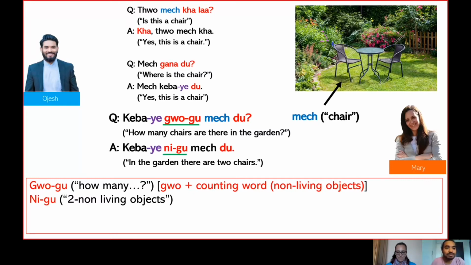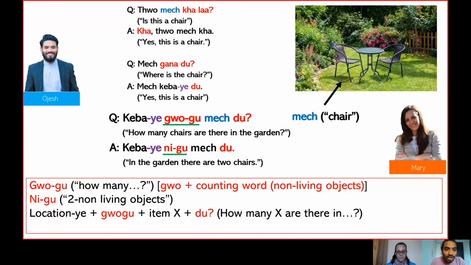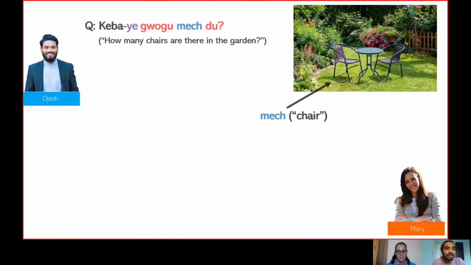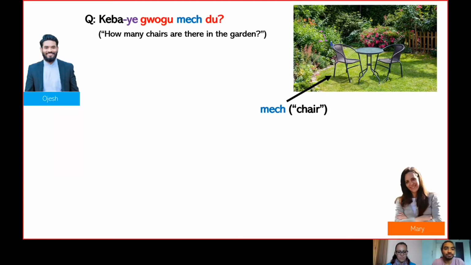For now, please remember that the structure of the 2 sentences, Kebe gogu mech do and Kebe nigu mech do, is the following. Location with suffix ye plus question word gogu plus item x plus do, and in the answer, location with suffix ye plus number and counting word plus item x plus do. But let's practice a bit and it will become easier. Okay. Kebe gogu mech do?